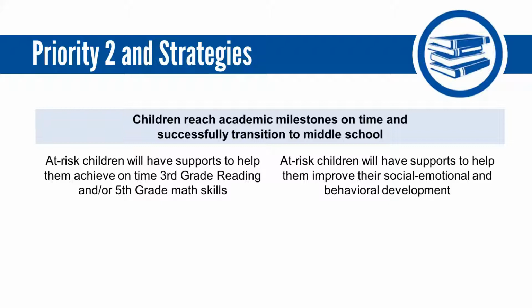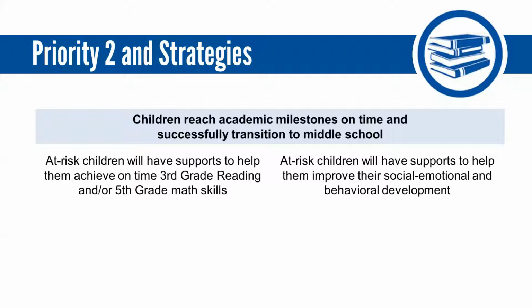At-risk children will have supports to help them achieve on-time 3rd grade reading and or 5th grade math skills. And while we name 3rd grade reading and 5th grade math, we don't just want to see 3rd graders reading on time and 5th graders reading on time. We want kindergarten, 1st grade, 2nd grade, all of the ages to be achieving reading and math on time as far as their grade level goes. But we use 3rd grade and 5th grade as key benchmark years. And so that is why they are named.